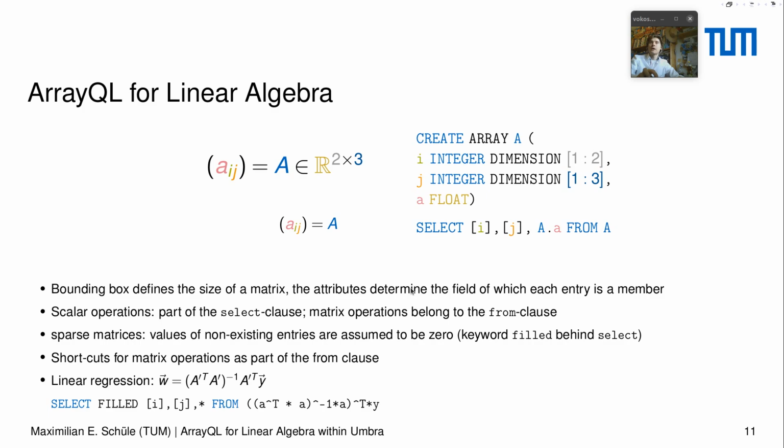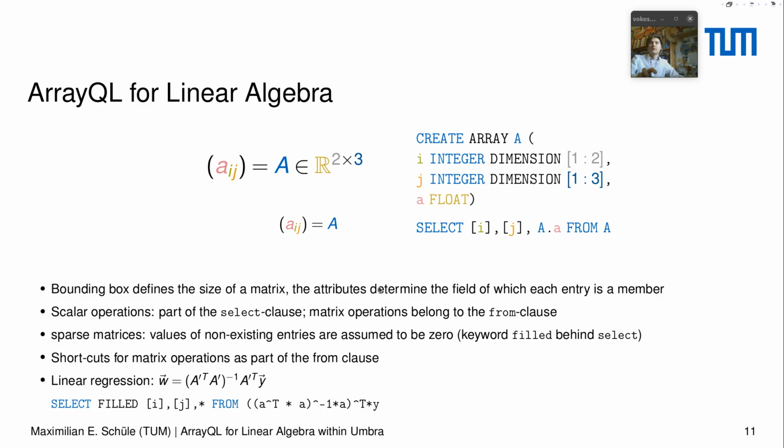We can now use ArrayQL for linear algebra. The bounding box defines the size of a matrix. The attributes determine the field of which each entry is a member, for example, floating point numbers for real numbers. Scalar operations are part of the select clause. Matrix operations belong to the from clause.